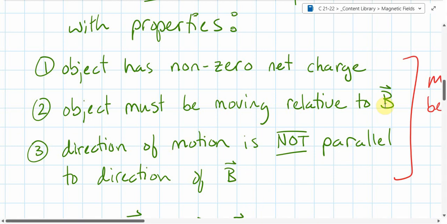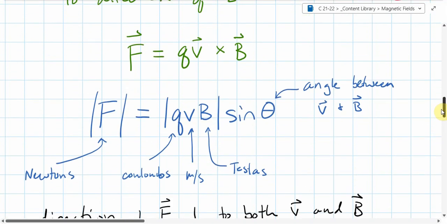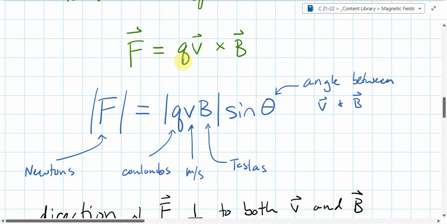Now, when you've got all three of these things, the force that the magnetic field exerts on that charged particle is this much. The force is equal to the charge of the charged particle multiplied by its velocity. That's going to be a vector because velocity is a vector. And then you have to cross product it with the vector for the magnetic field. So it is a cross product. That's why we had to have the velocity being non-parallel to the magnetic field, because if velocity was parallel, the cross product would have been 0.